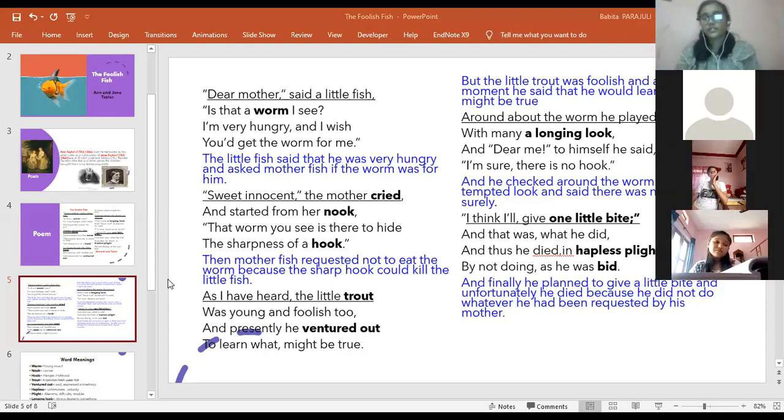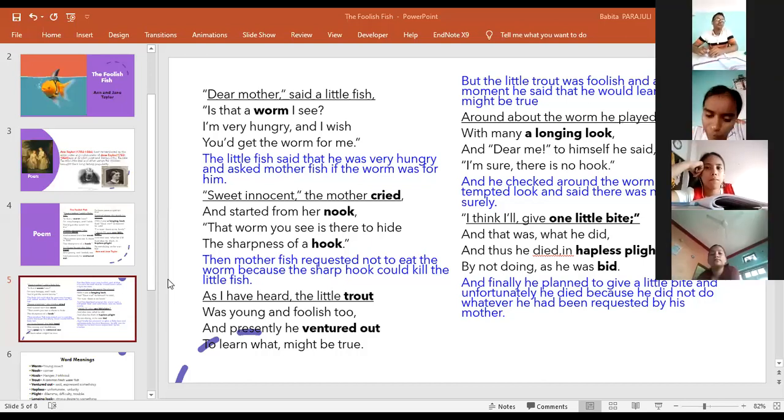Little fish. This is the dialogue of the little fish, right? So look here. The little fish said that he was very hungry and asked his mother fish if the worm was for him.